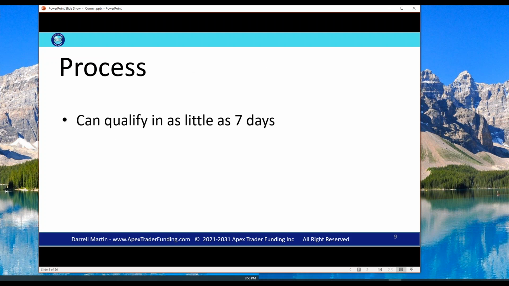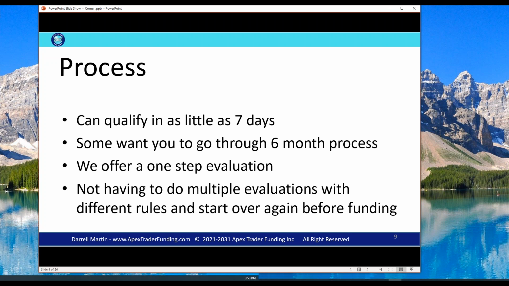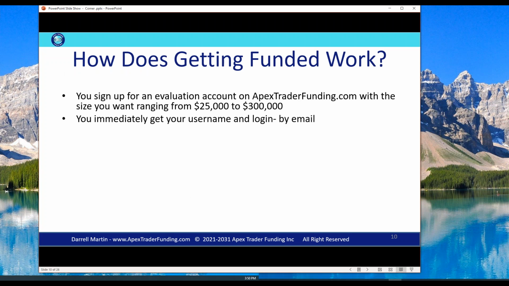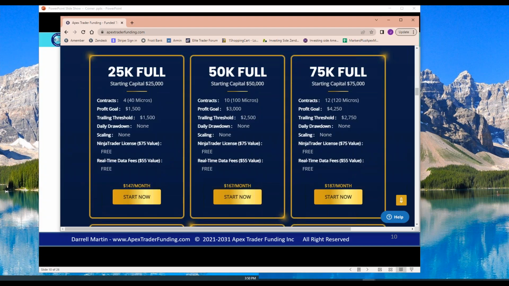So that's literally the process. You can qualify in as little as 7 days. Some of these other companies want you to go through months and months. We offer a one-step evaluation plan, not multiples like all these others. Okay, so that's it. That's how it works. You go to the website, you sign up for an account, and you get started.